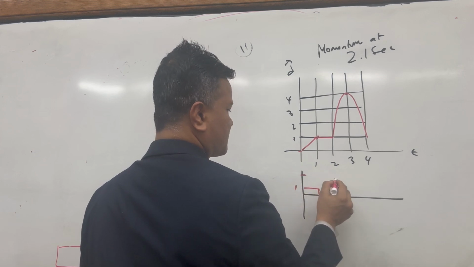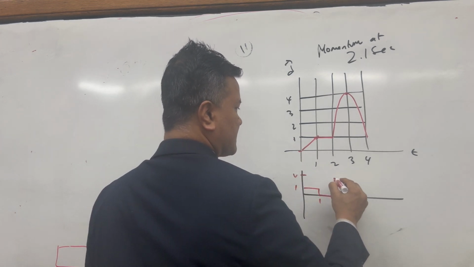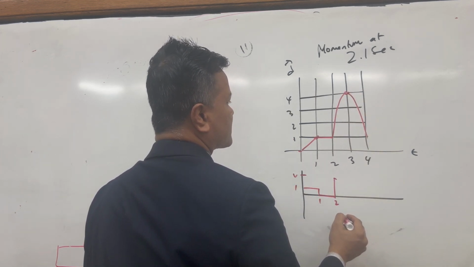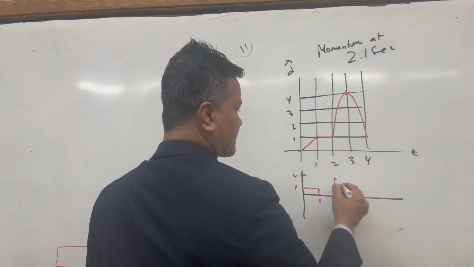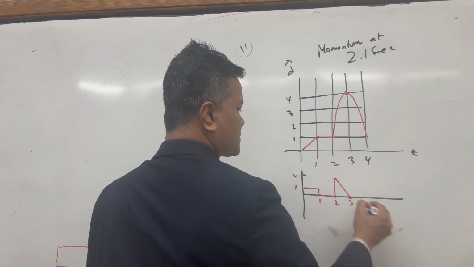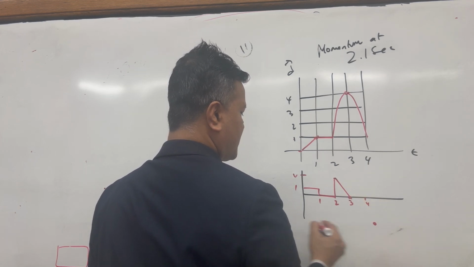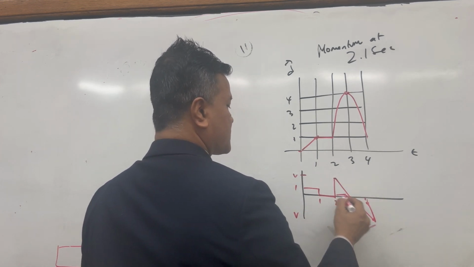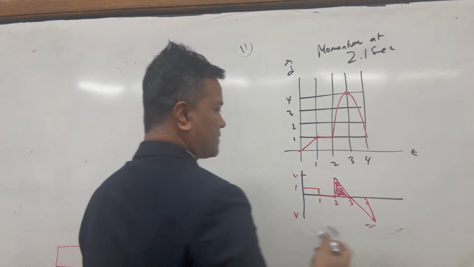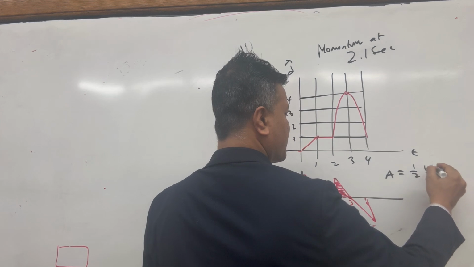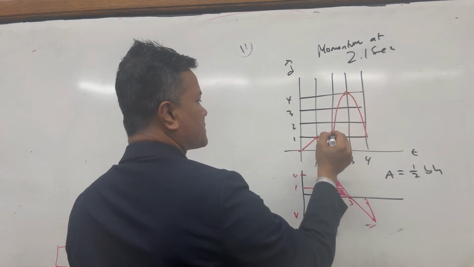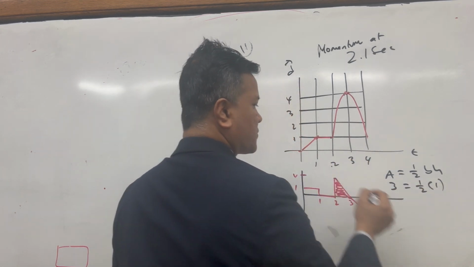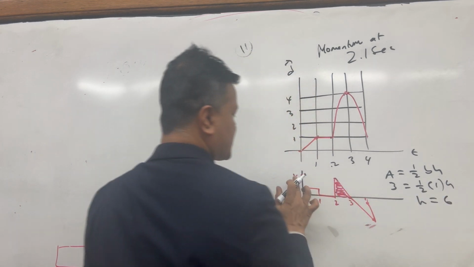The velocity initial is v. Velocity over here is 0 at 3 second. This is 3. At 4 second, velocity is v. This is at 4 second. Now you're going to quickly find the area, which is half of b times h. So the base is 4 minus 1, which is 3, and 3 minus 2 is 1. h is 6, so this is 6.